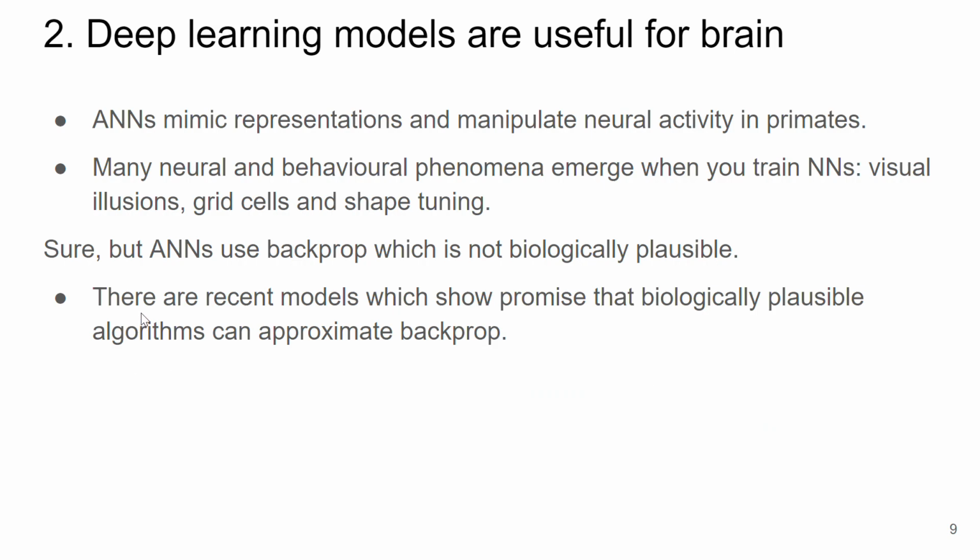And some people counter argue, sure, ANNs use backprop, but that is not biologically plausible. But the paper argues that even though that is true previously, there are recent models which show promise that biologically plausible algorithms can approximate backprop. So it isn't as big a hurdle as we previously thought.